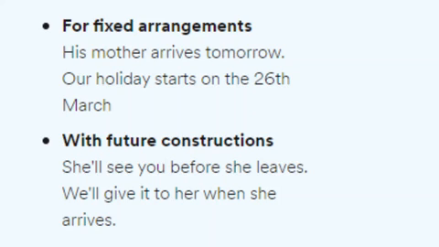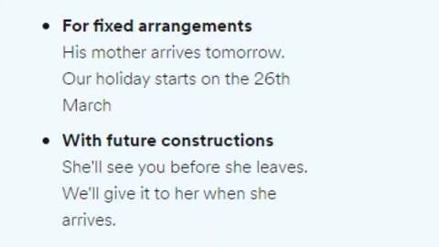Now, simple present tense we also use for fixed arrangements. See the examples. His mother arrives tomorrow. This is fixed, that his mother is going to come tomorrow. Our holiday starts on the 26th March. It is also fixed that the holiday starts on 26th March. So, to express fixed arrangements also we use simple present tense.